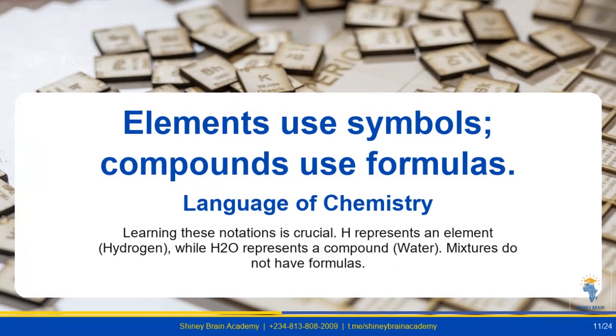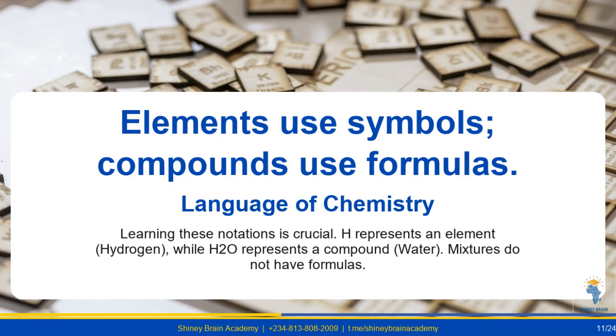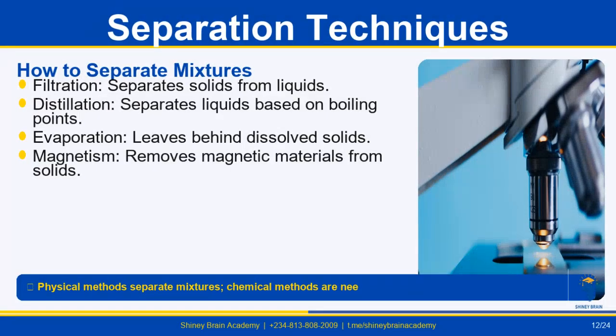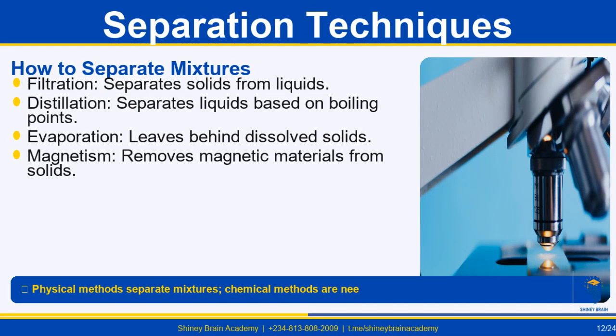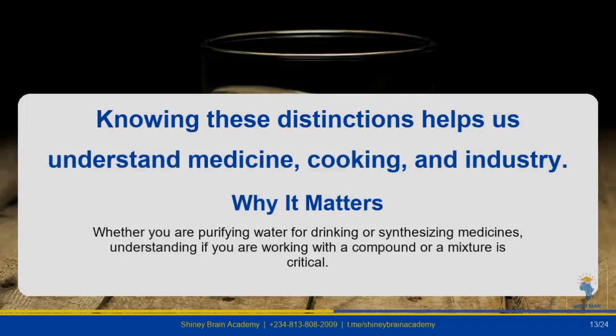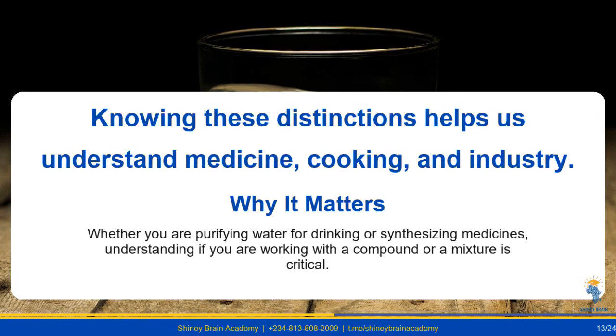If you see a formula like H2O, you know it's a compound. If you see just O, that's an element. If you see salt water, that's a mixture. Because mixtures aren't bonded, we use physical tools to separate them. Compounds require heat, electricity, or chemical reactions to break their strong bonds. Engineers and chemists use these categories every day to ensure our food is safe and our materials are strong. It is the foundation of modern technology.